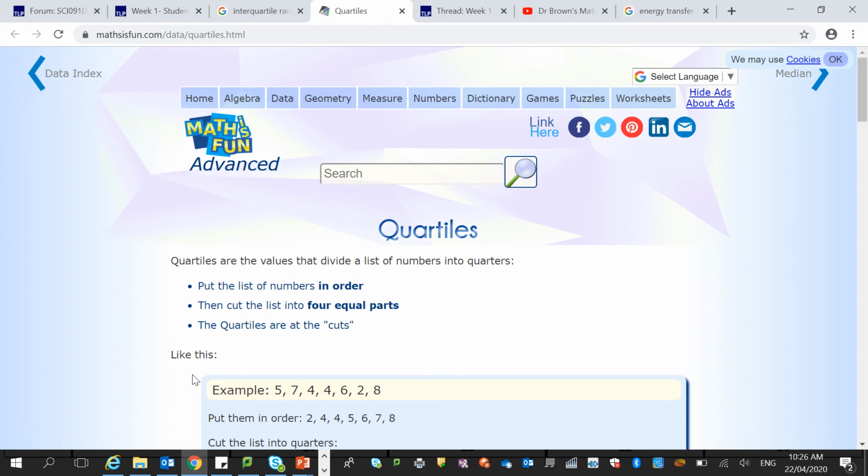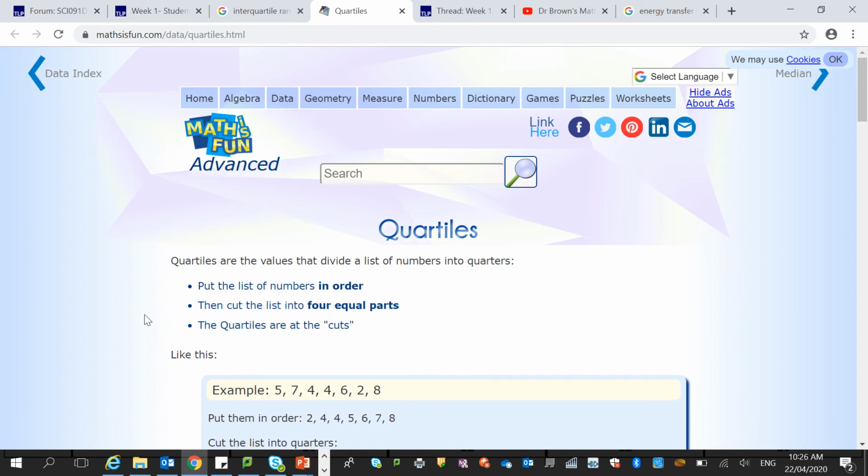So when you have a median, the median is the middle number. So when you find the median, you are splitting the data directly down the middle. So you're splitting it into two halves. With quartiles, what you're doing is you are cutting your data into four equal parts.